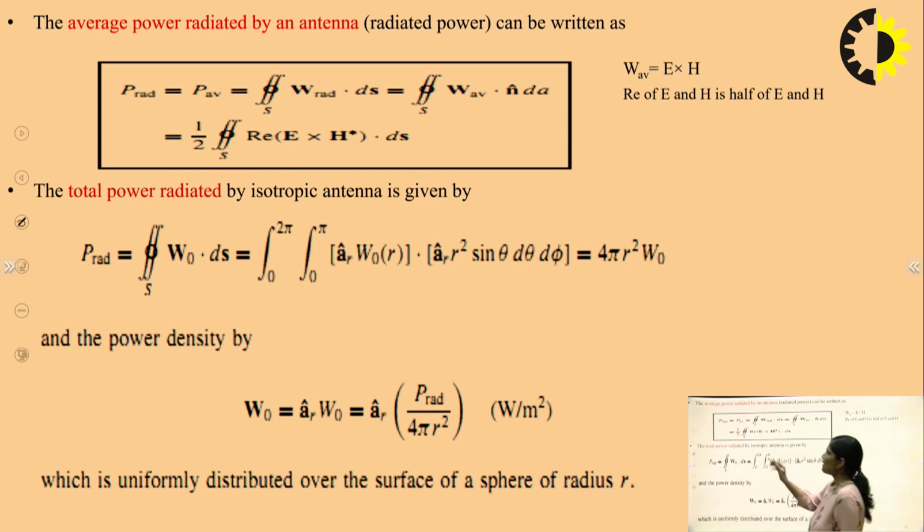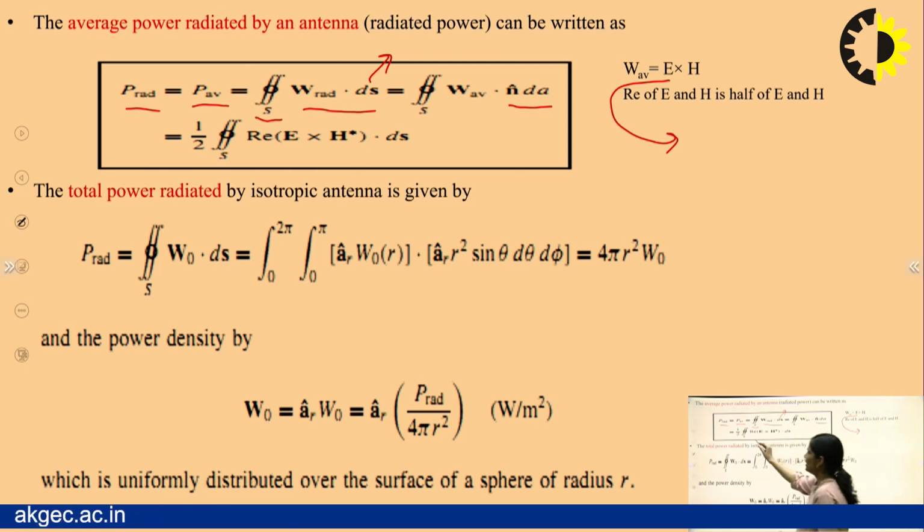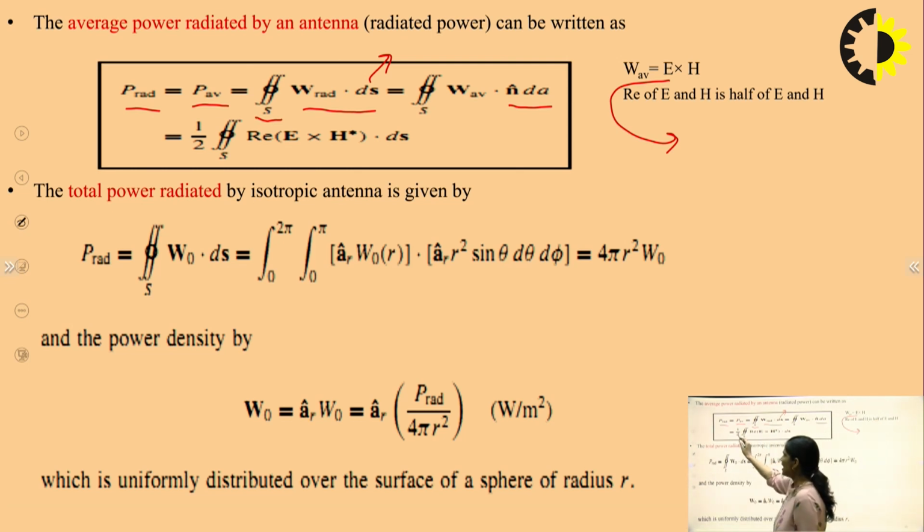Now the average power radiated by the antenna is equal to what? P radiation is equal to the closed integral of W average dot ds. You can put the value of ds, that is the unit vector n times dA. Now here W average is equal to E cross H. If you take the real part of E and H, that is half of the real part of E cross H. So write down the real part of E cross H and take the half outside this closed integral dot ds. So this is the average power radiated by the antenna.